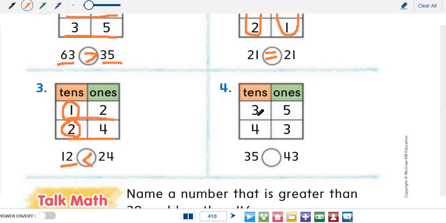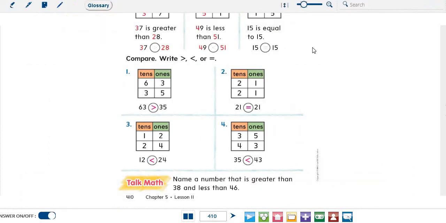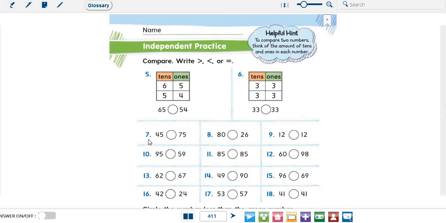Question number 4. The first number is 35. The second number is 43. Let's compare the tens digit. The first digit is 3. It's less than 4. So 35 is less than 43. So please grade 1, be sure to write these answers on your book. Page number 410.